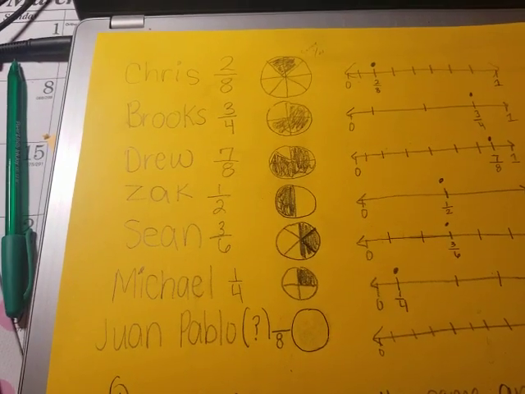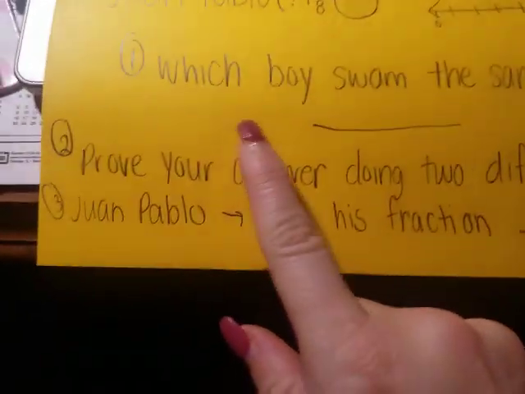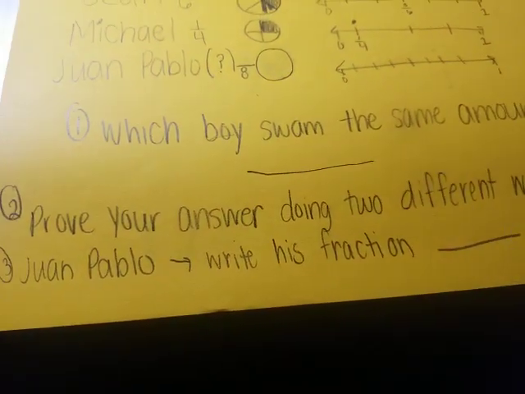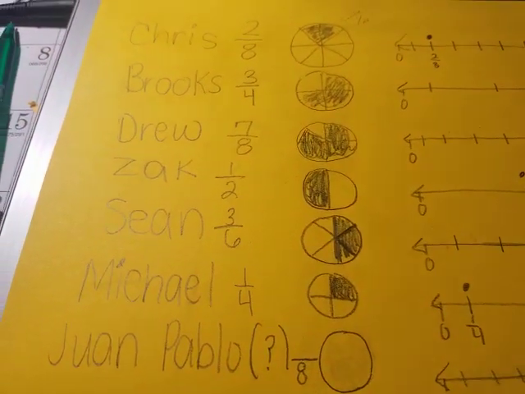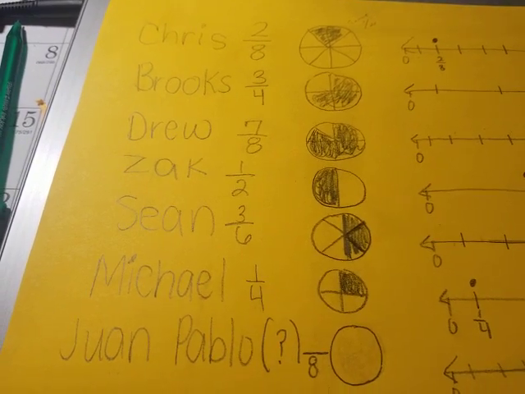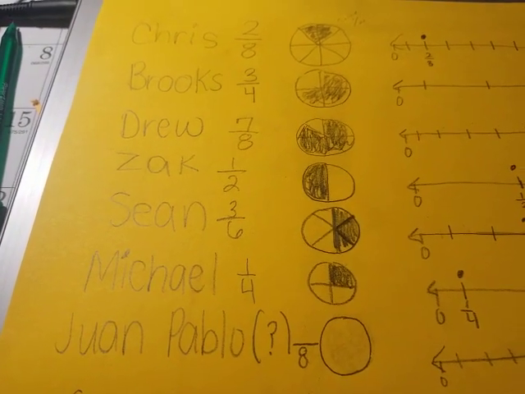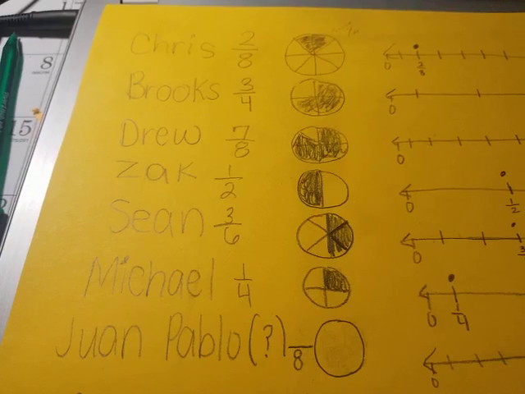So which boys swam the same amount? And you would write which boys swam the same amount. And you write the 2 names of the boys that swam the same amount. Just by looking at the shaded parts, you can easily tell which boys had the same shaded area.